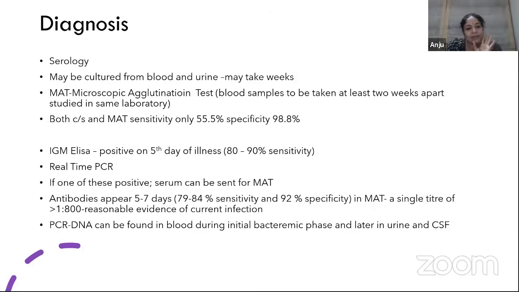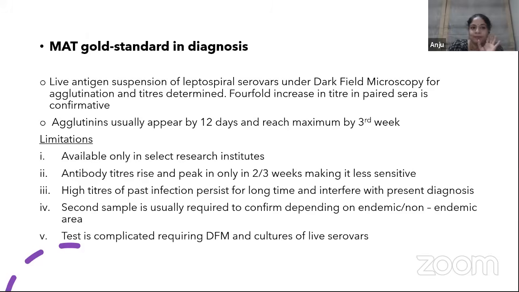The antibodies appear in 5 to 7 days with a sensitivity up to 84% and a specificity of 92%, and a single titer of more than 1 in 800 is reasonable evidence of current infection. A titer of 1 in 200 will give us the endemicity of the disease.